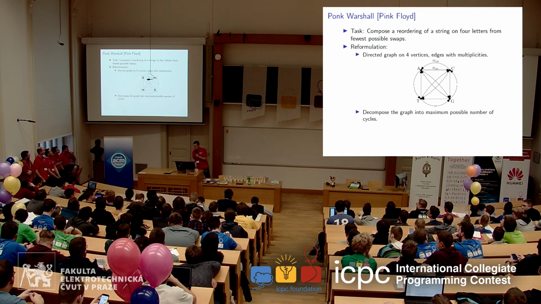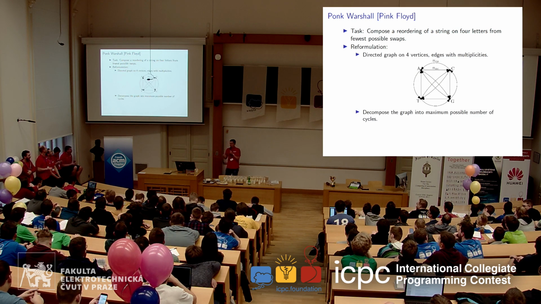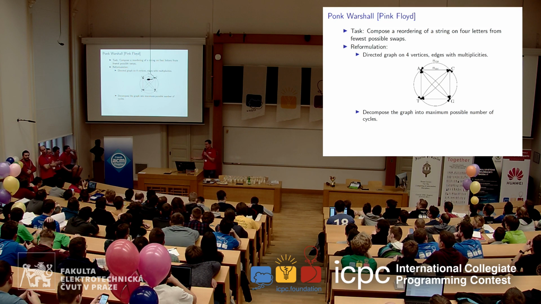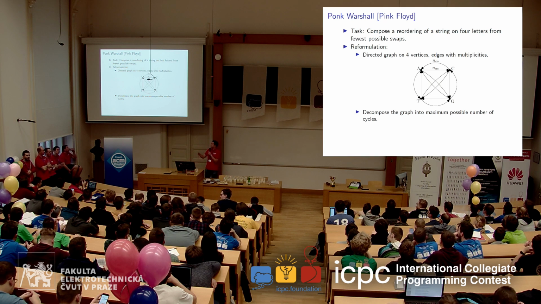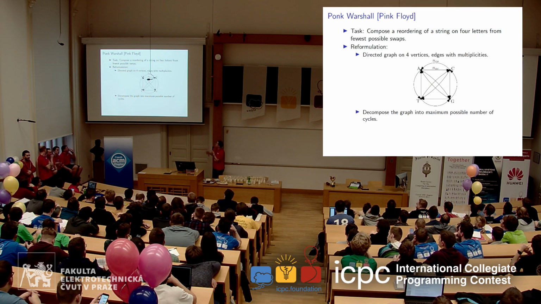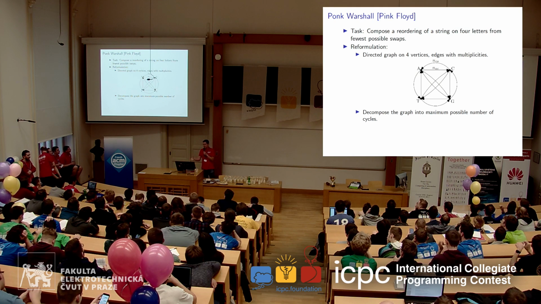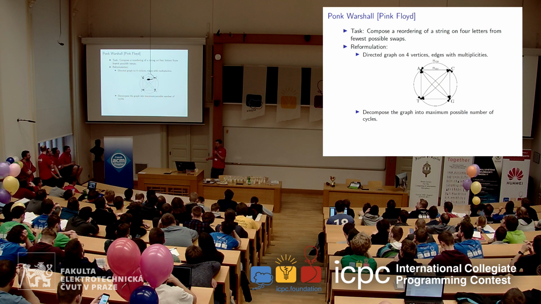Yeah. So the first observation is that all we need to know is how many times a letter wants to be moved to another letter. Like here, letter C wants to be moved to letter A and C 8 times. So we built a graph on 4 vertices.